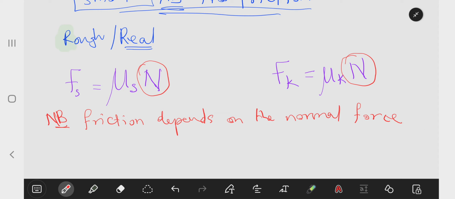In terms of relationships, you can see that the greater the normal force, the greater the friction, and the lower the normal force, the lower the friction. So for you to be able to calculate friction, it's advisable that you derive your normal force first. You should have your normal force in order to calculate your friction. So there is an order, okay?